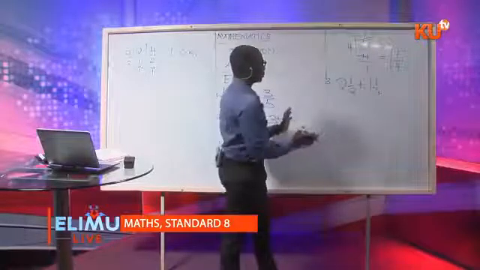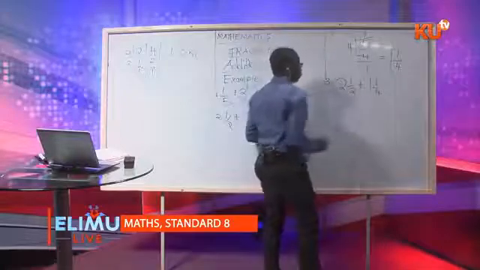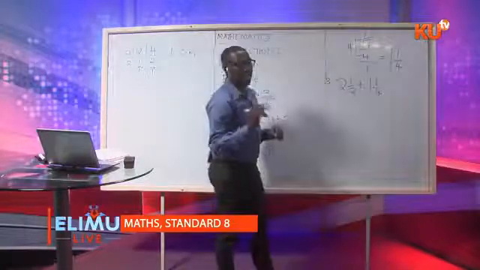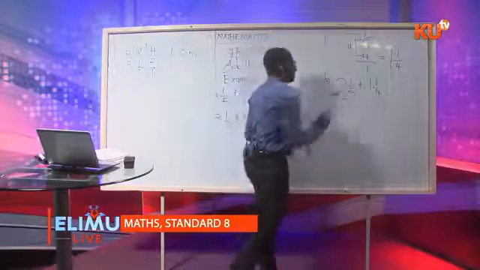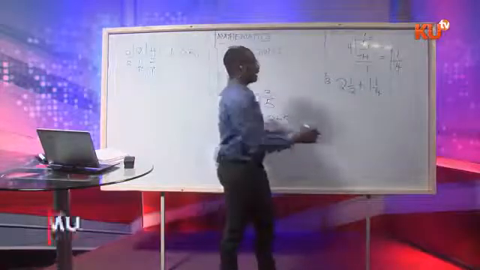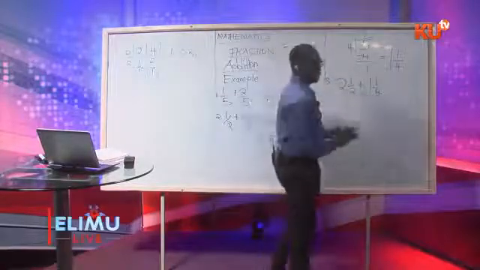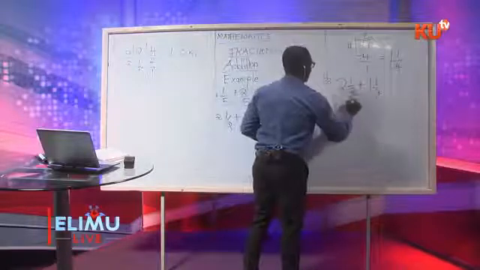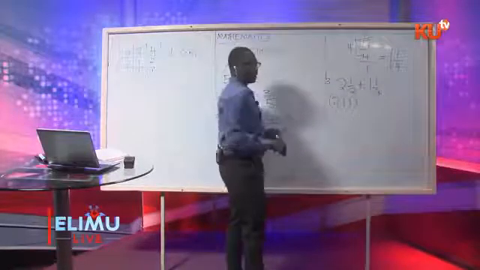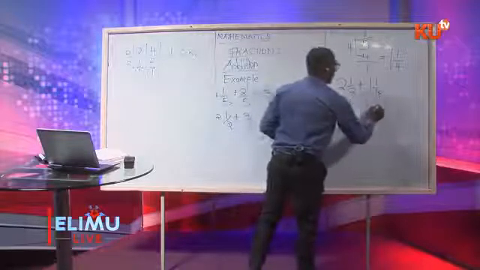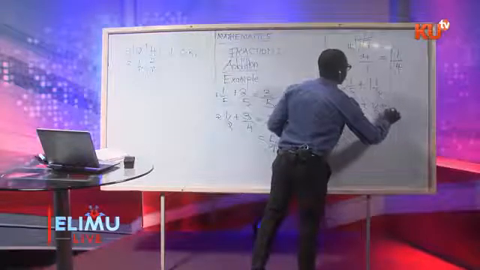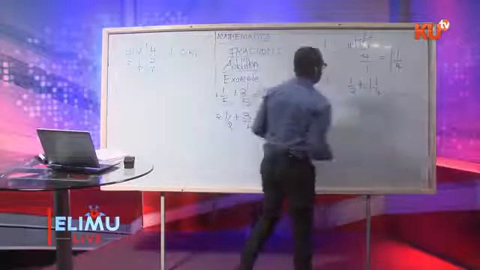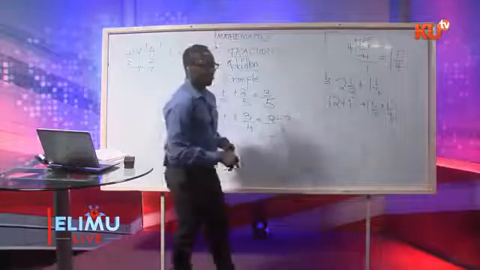So when we are solving mixed fractions, we first of all add the whole numbers separately, then we add the fraction parts separately. So 2 plus 1, that is the whole number part, plus a half and a quarter. So we add the fractions like that.